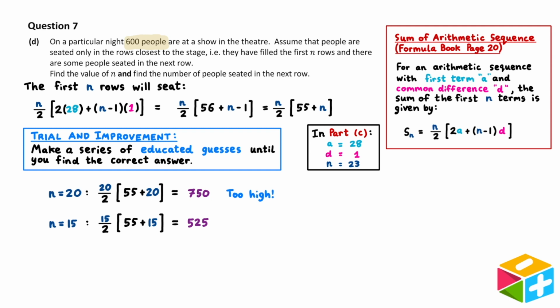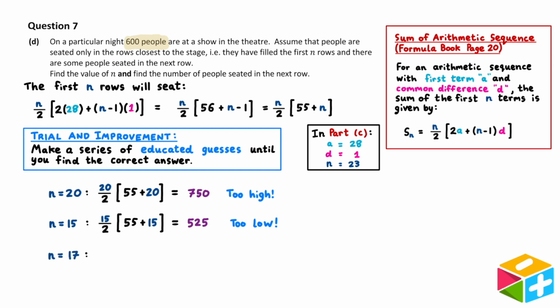Calculating this gives an answer of 525. So we know that the first 15 rows will sit 525 people. Remember, the target is 600 people, so this time we've come out too low. The first 15 rows wouldn't have enough seats for all 600 people. Since this guess was too low, we should try a bigger value of n for our next guess.